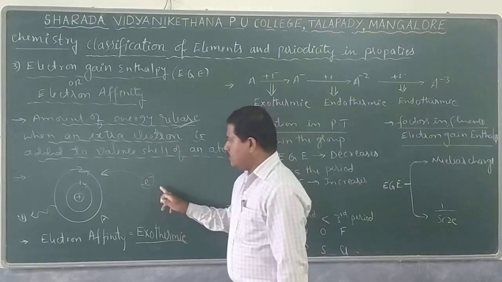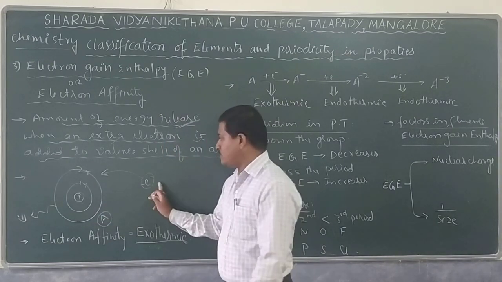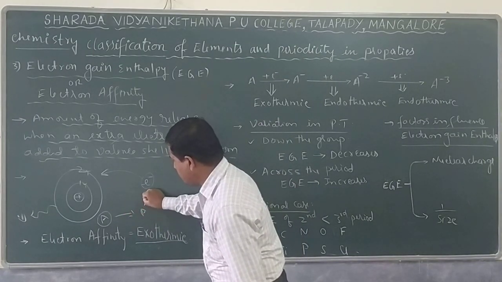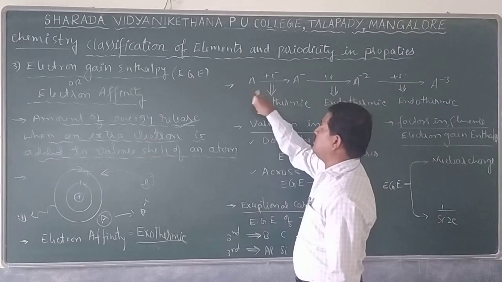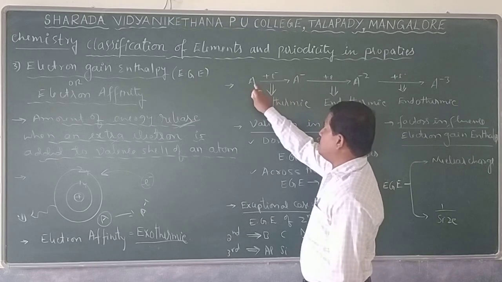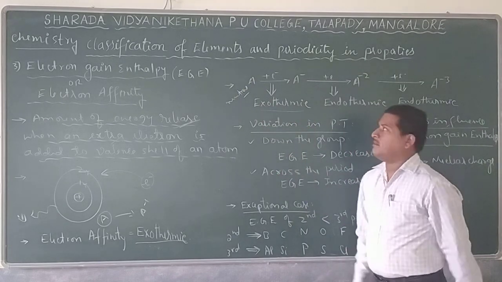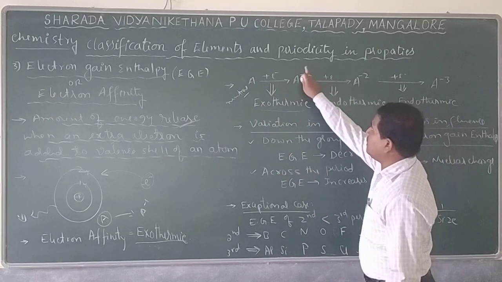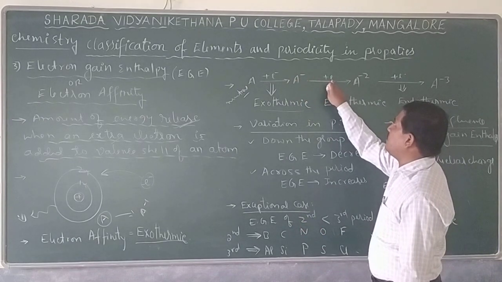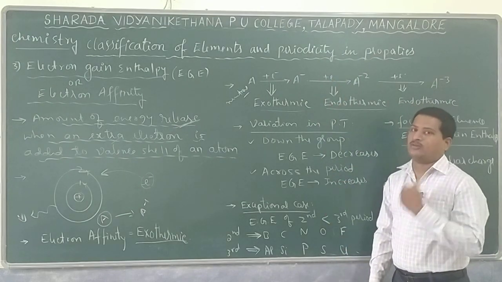This is observed when you are adding an electron to a neutral atom, not a charged ion. If you add an electron, then atom A becomes A minus. Suppose we have an atom A, after adding one electron it becomes A minus. The first electron addition to a neutral atom is exothermic. But if you add an extra electron to that anion, then the already added electron and the incoming electron show repulsion. In that case, it is endothermic. Energy is to be absorbed, energy is to be supplied.